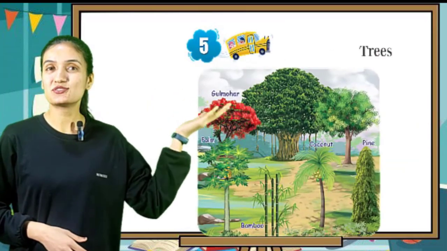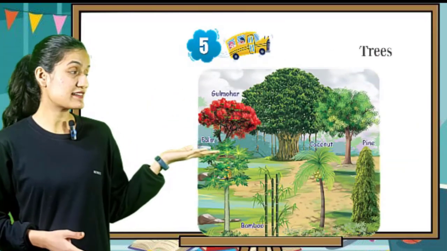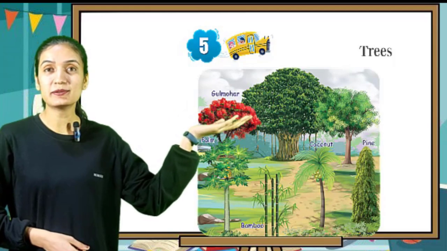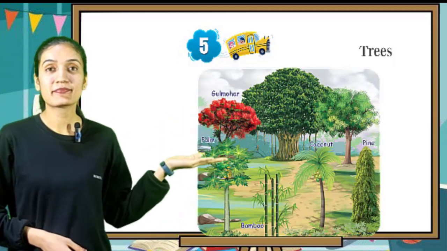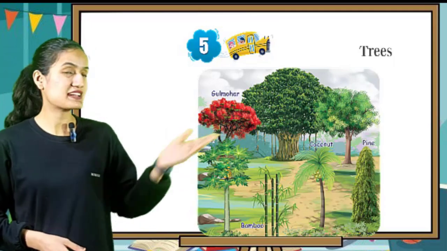Chapter number 5, trees. Here are some trees. Gulmohar, coconut, pine, palm, bamboo, coconut.